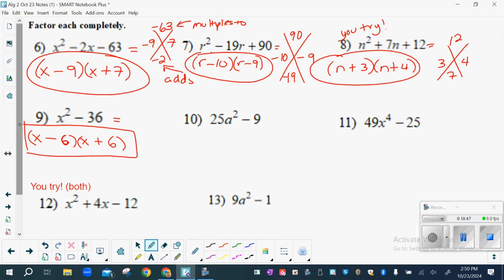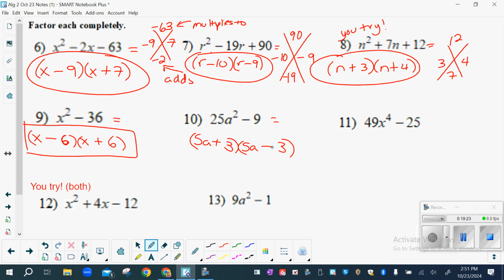So go ahead. What would we do on 10? What's the square root of 25a squared? 5a. What's the square root of 9? 3. So 5a, 3 and 3. What are our signs on this one? Somebody from that group, back over there. Positive and negative. So Derek, could I have put a negative and then a positive? Yes. It doesn't matter. It gives me the same answer.